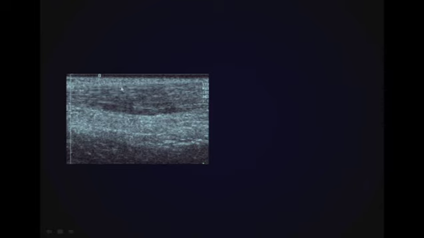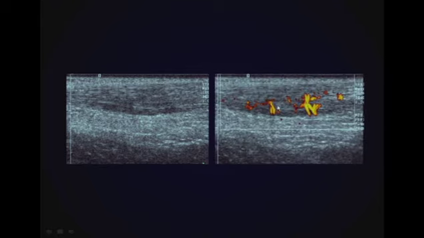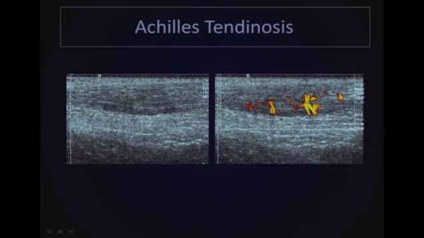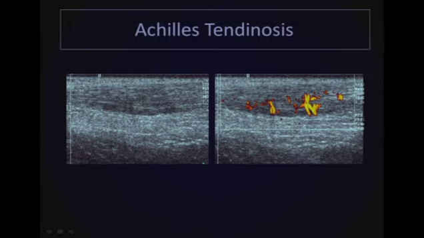Here is the Achilles tendon, and you can see focal thickening of the tendon, decreased echogenicity, heterogeneity, and loss of normal architecture. With power Doppler, you see increased flow. This is what corresponded directly with her pain, and you're able to make a diagnosis of Achilles tendinosis as a source of pain rather than retroachilles bursitis.